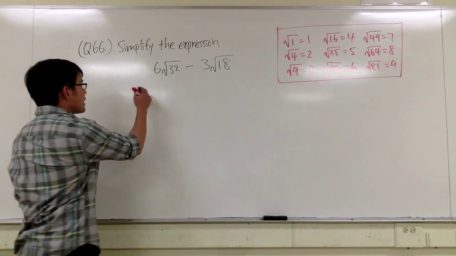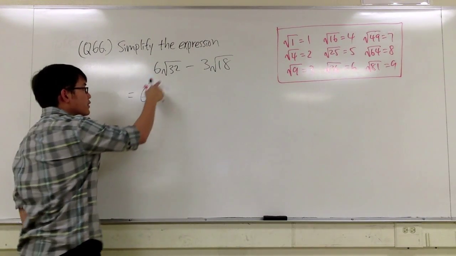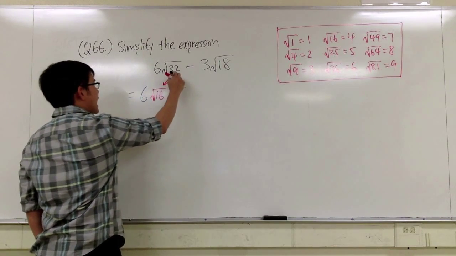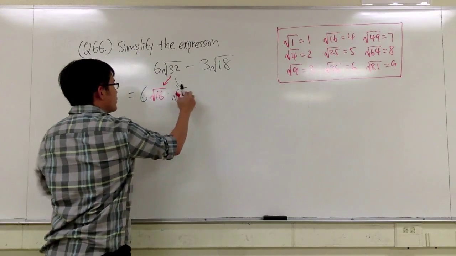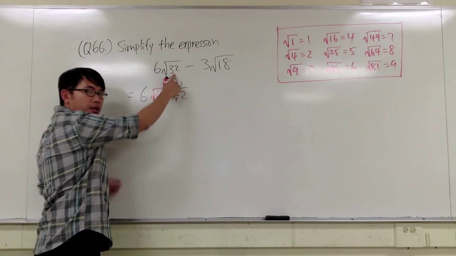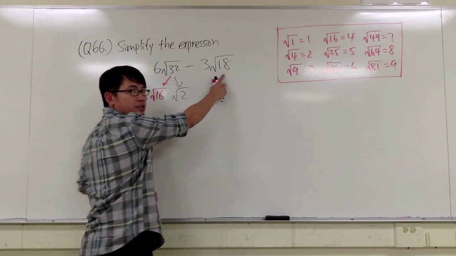So this is how. So the 6 is on the outside. That stays the same. But then for square root of 32, I'm going to break this down as square root of 16 times square root of 2. Square root of 16 times square root of 2 will give you square root of 32. So this is the breakdown for that. And then we'll also do the same kind of breakdown for the square root of 18.